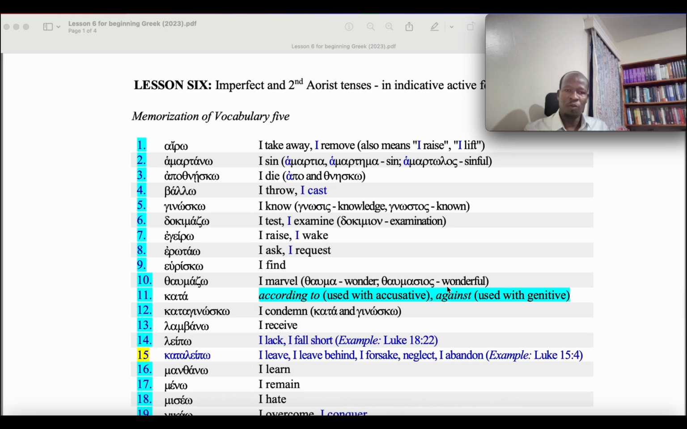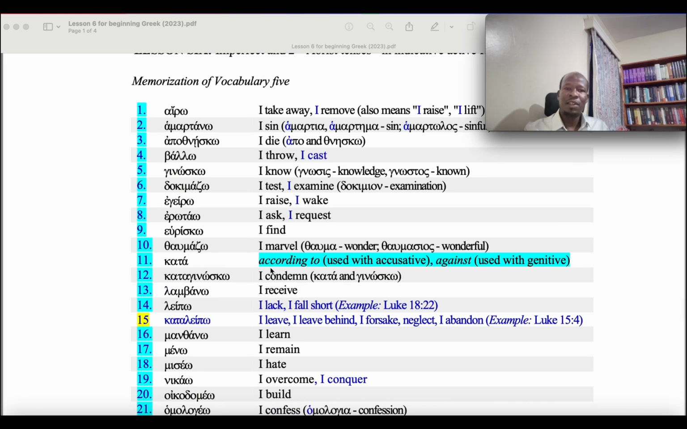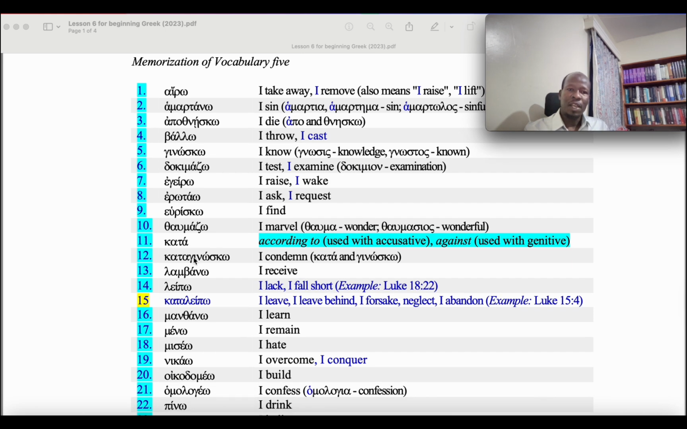And then you have a kind of preposition here, kata, when kata is used with the accusative case. We'll talk about the cases in a moment. So kata with the accusative case means according to, and when kata is used with the genitive case, it means against. And then here we have katagnosko, I condemn. It is from kata and gnosko. This is also a compound verb.